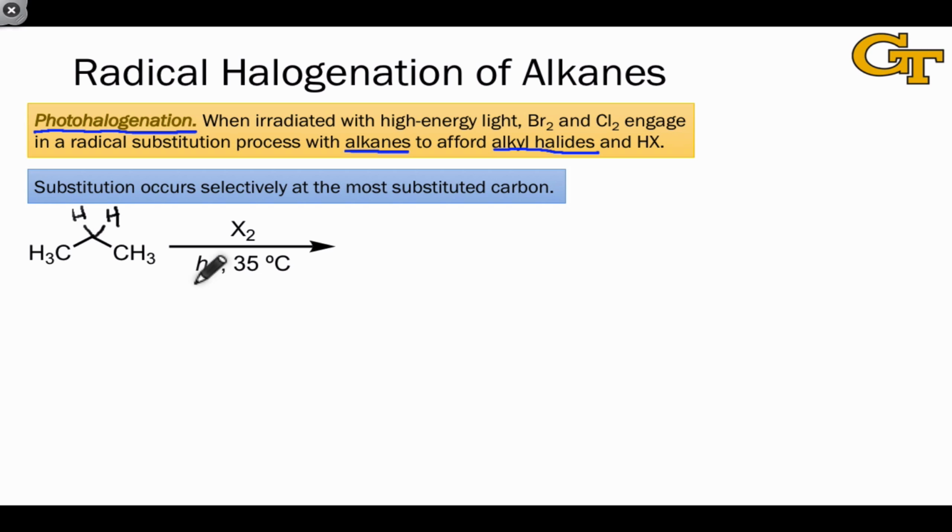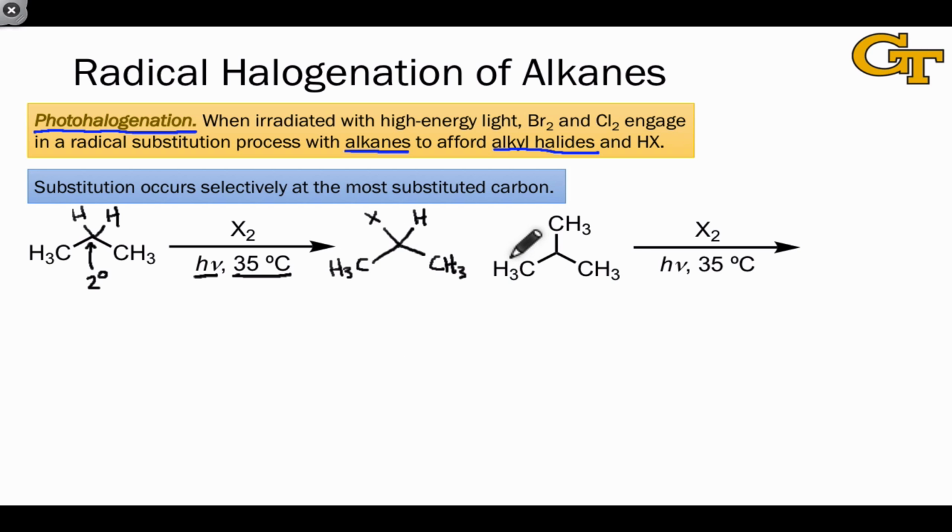Under these conditions, which involve the use of relatively high energy light and sometimes somewhat elevated temperatures in order to generate X radicals, bromine or chlorine radicals, the more substituted secondary carbon reacts selectively, and one of the CH bonds is replaced with a bond to X, where again, X is either chlorine or bromine. Of course, this occurs without stereoselectivity, since the radical intermediate is more or less flat. In the second example, the substrate is isobutane, which has 9 methyl hydrogens and a single methine hydrogen at the center of the molecule.